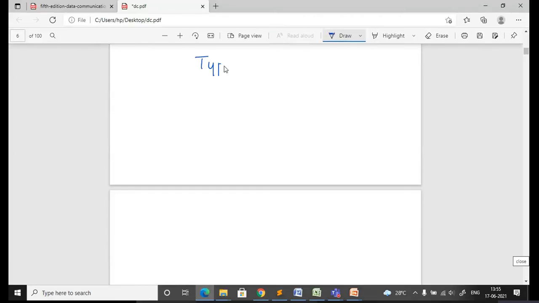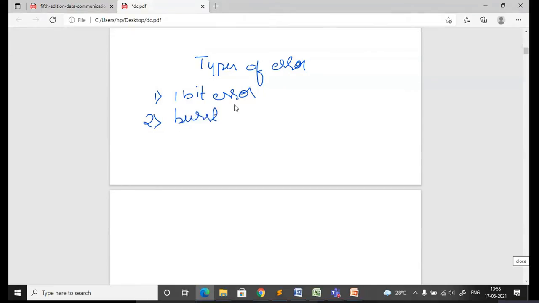Okay, so we have two types of errors. One is single bit error, where only one bit got error in the received data, and another one we have burst error. That means a sequence of more than 2 bits got error. Okay, so that is one important thing.